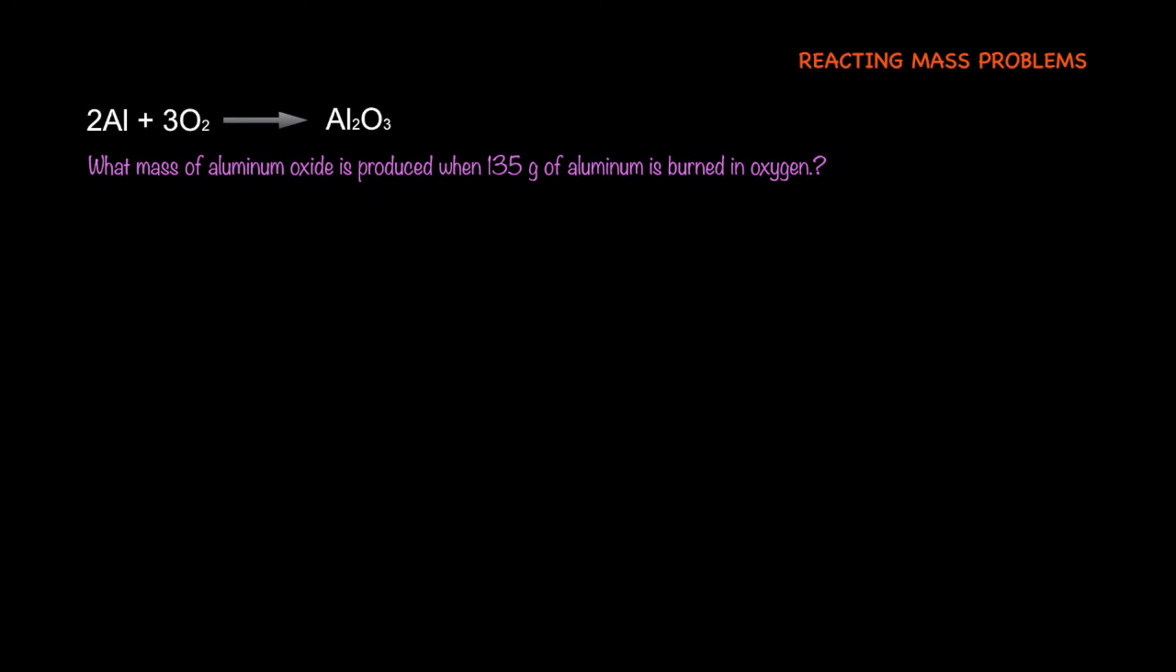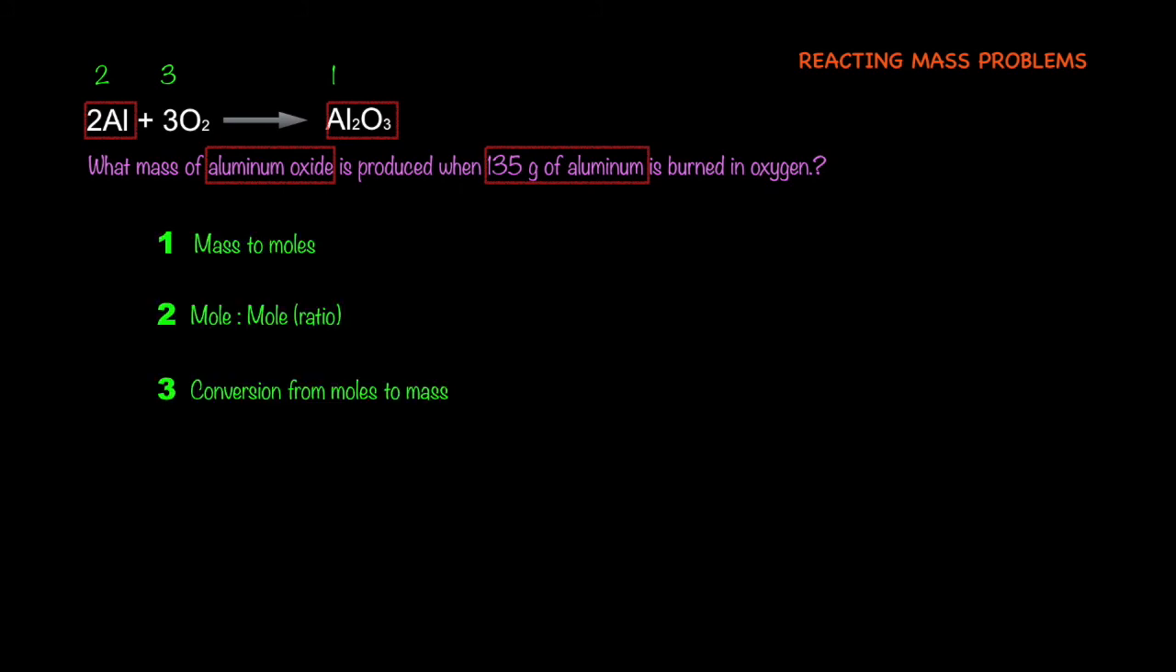Here is a sample question with an equation. What mass of aluminum oxide is produced if 135 grams of aluminum is burned in oxygen? So here in this equation, first look at the coefficients because they determine the ratios, and write them above each element. In this case, it would be 2, 3, and 1. So given we have 135 grams of aluminum, which is the reactant, and the mass of aluminum oxide, the product, is to be found. So first, find out how much 135 grams of aluminum is in moles.